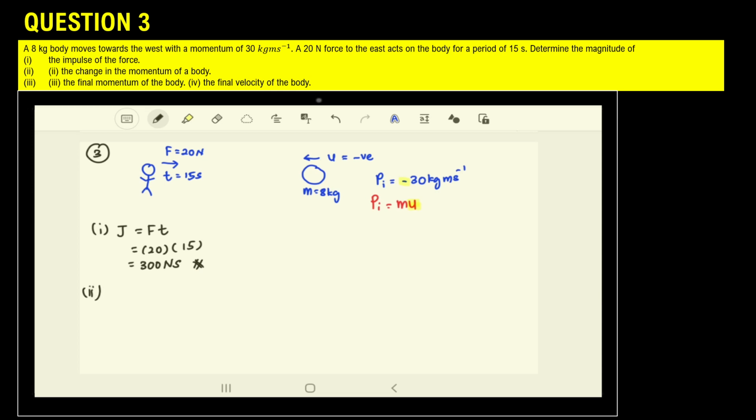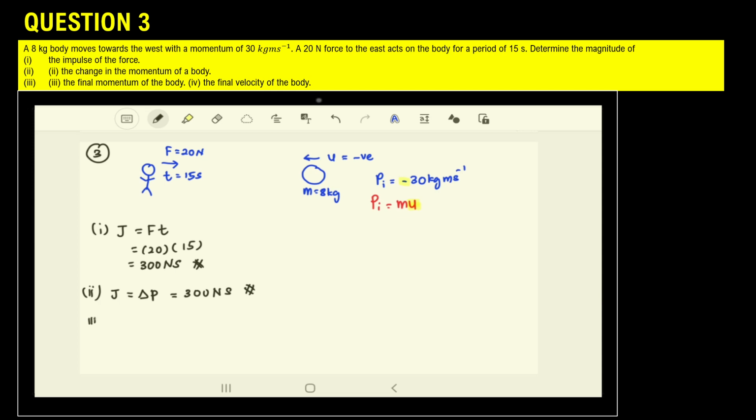And second, we want to calculate the change in the momentum of the body. Remember that impulse can be written as J is equal to Ft, and impulse is also equal to the change of momentum. So we can also write J is equal to delta P. As we want to find the change of momentum of the body, it is equal to 300 Newton second.